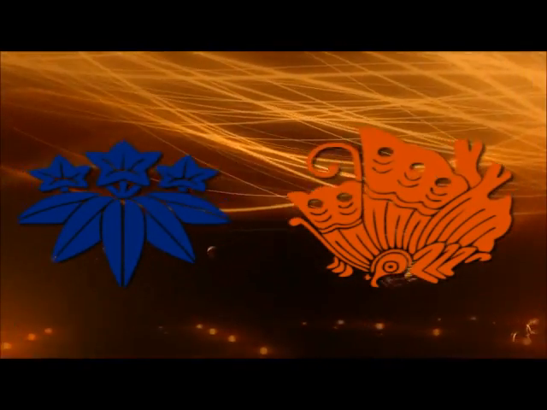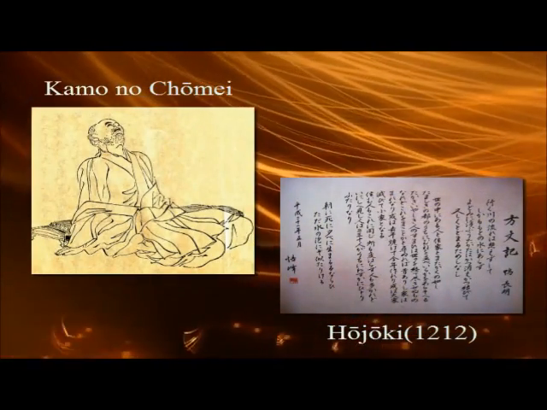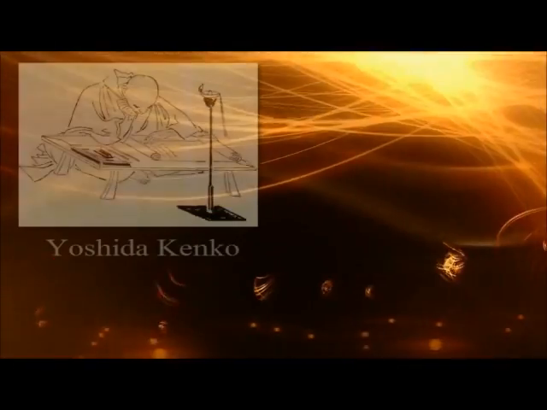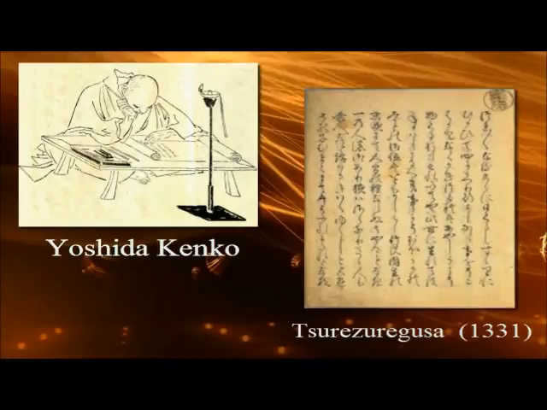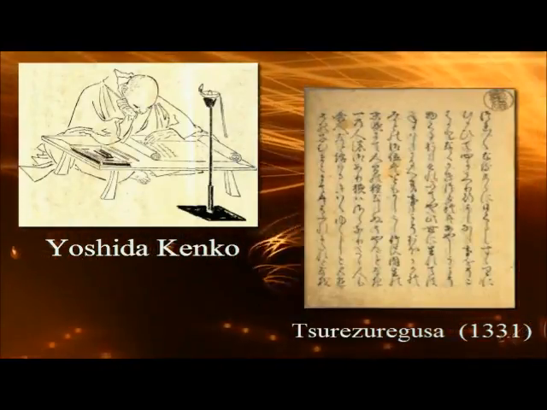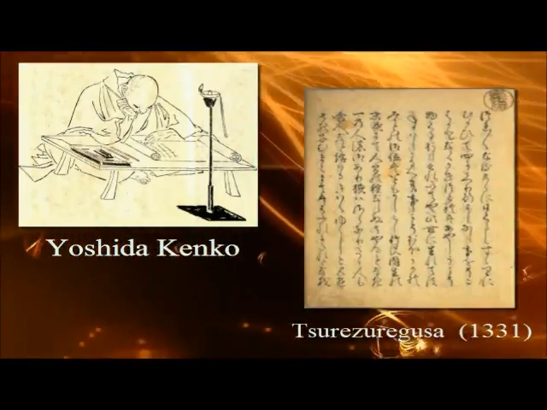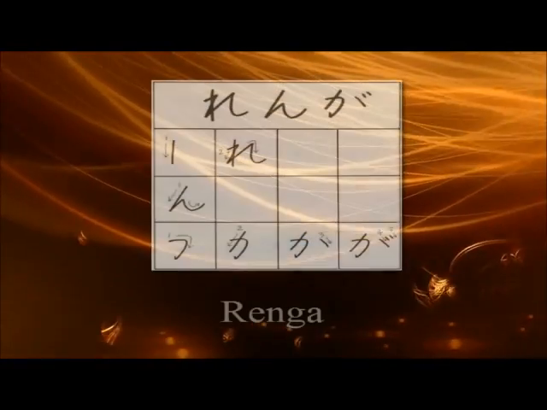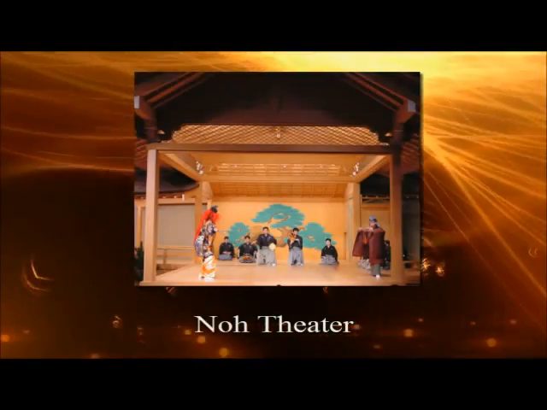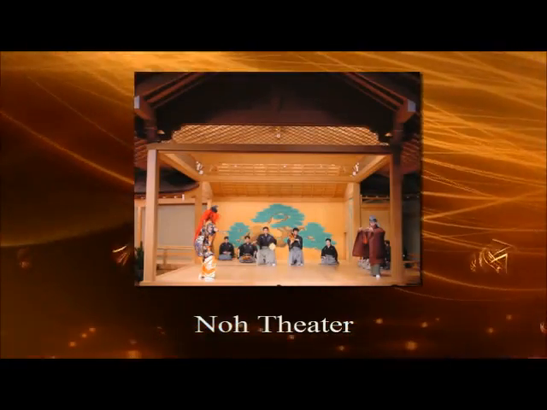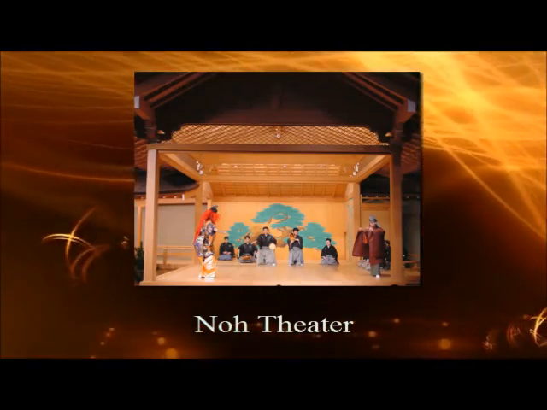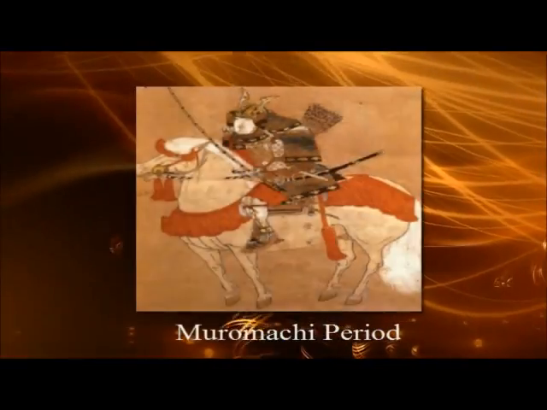Other important tales of the period include Kamo no Chomei's Hojoki, 1212, and Yoshida Kenko's Tsurezuregusa, 1331. Other notable genres in this period were renga, or link verse, and Noh theater. Both were rapidly developed in the middle of the 14th century, the early Muromachi period.